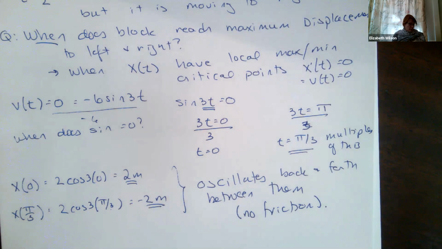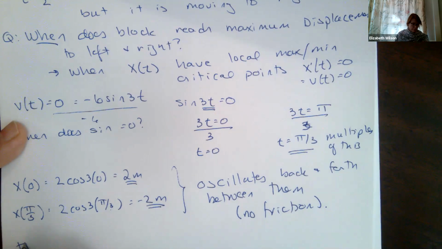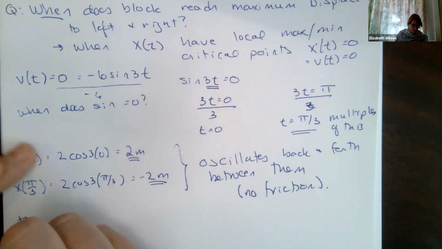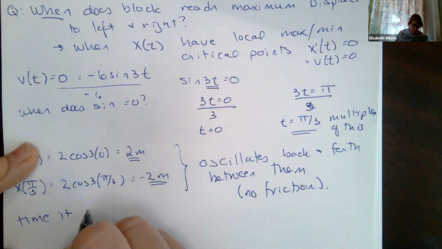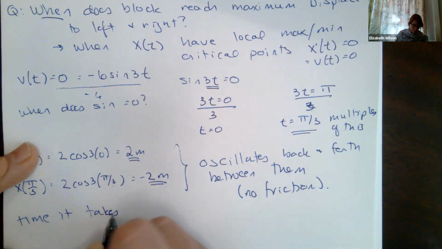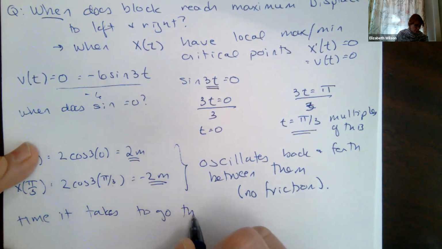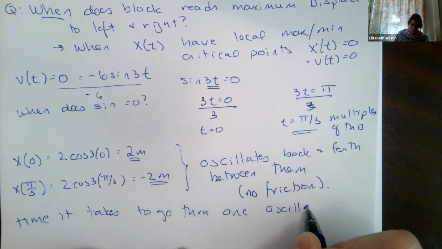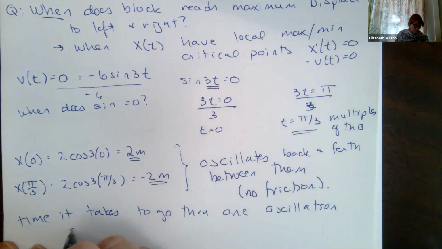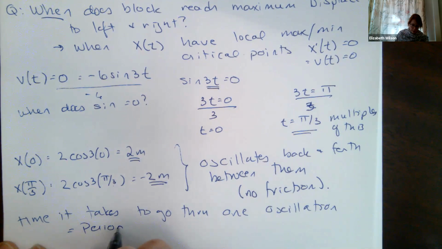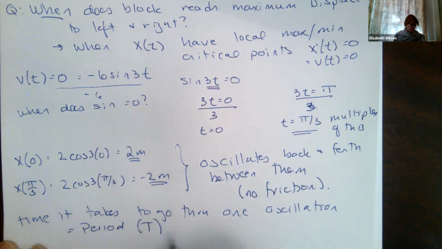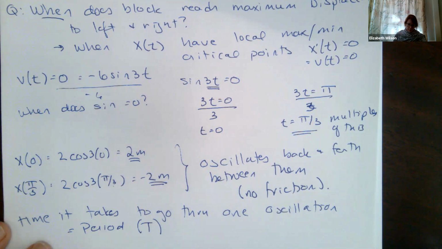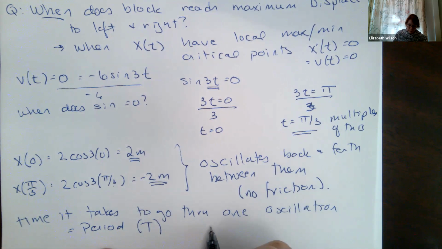Okay, so let's write this down. The time it takes to go through 1 oscillation is equal to the period, and we call that big T. And also you hear things in terms of frequencies, so 1 over the period is your frequency.